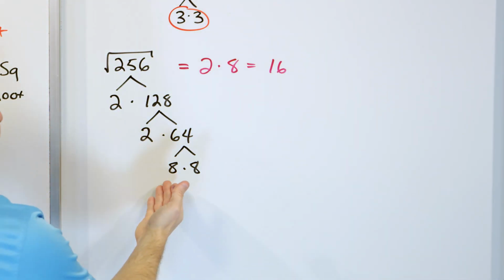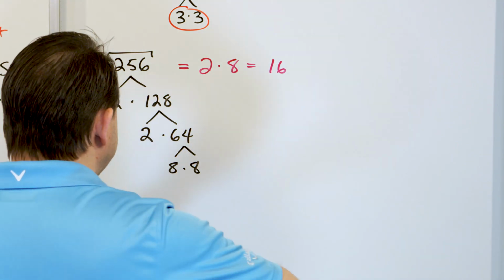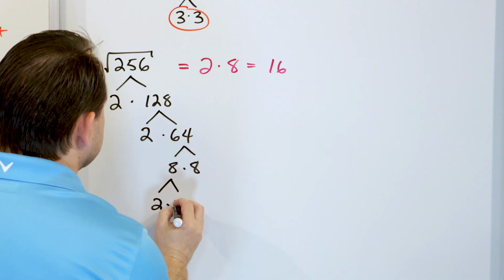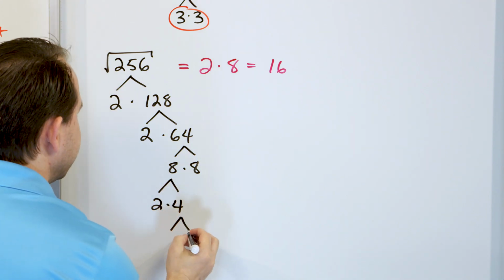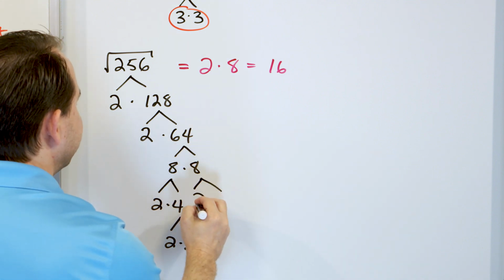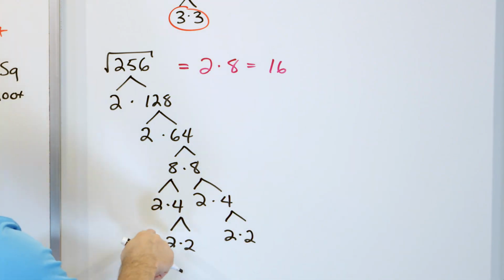But let's say you just were sleeping and you didn't really realize you had a pair here. And what you would do then is you'd say, well, 8 can be written as 2 times 4. And then this 4 can be written as 2 times 2. But then you have the same thing. This 8 can be written as 2 times 4. And this 4 can be written as 2 times 2. Now you see you have a lot of 2's.